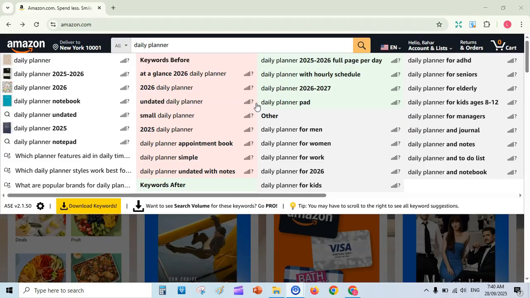Let's try something different like daily planner. You can see there are a lot of suggestions for that. 2026 planner, undated daily planner. That could be a good niche. Small daily planner. Then daily planner for men, daily planner for women, daily planner for 2026. That could be a trend, not an evergreen niche because it would change next year. Daily planner undated with notes. Let's see how it goes.